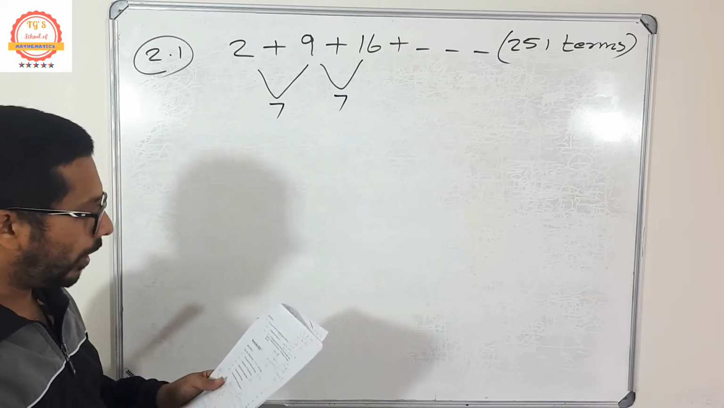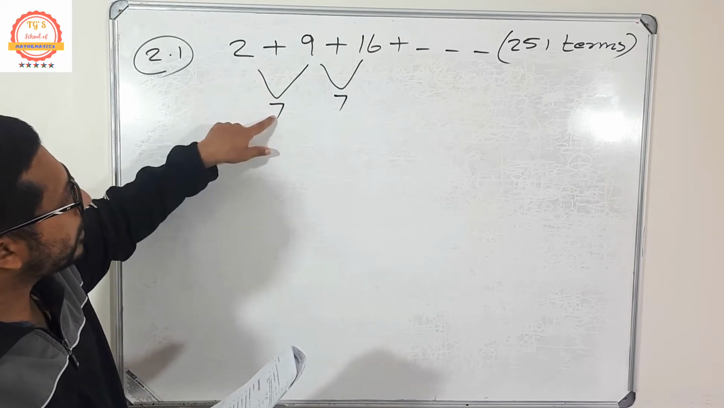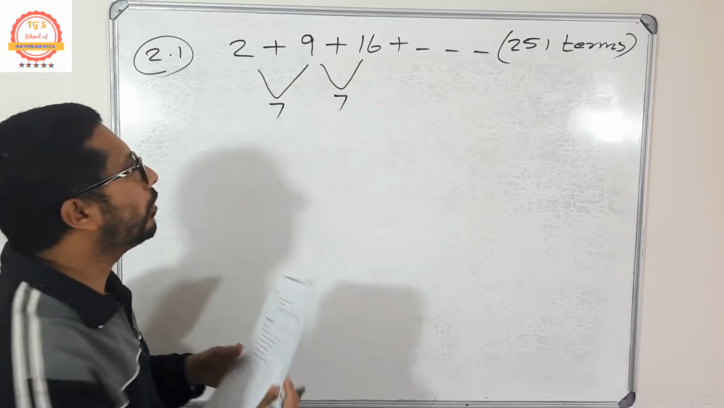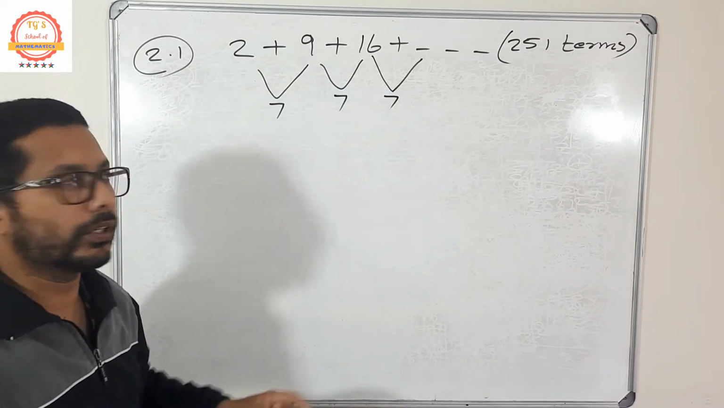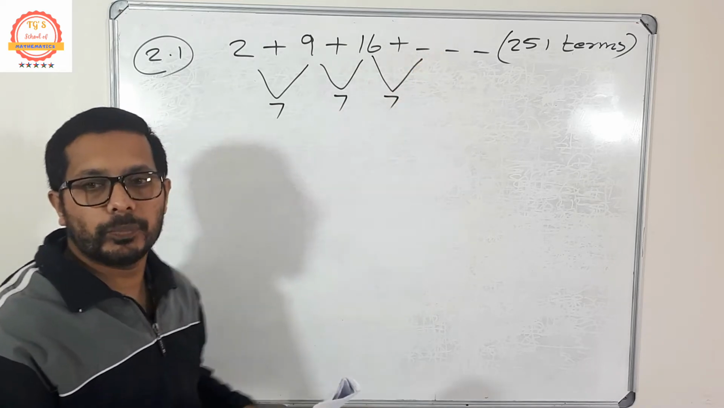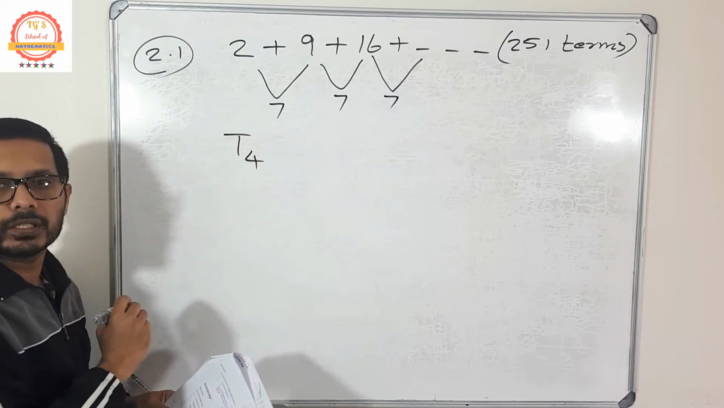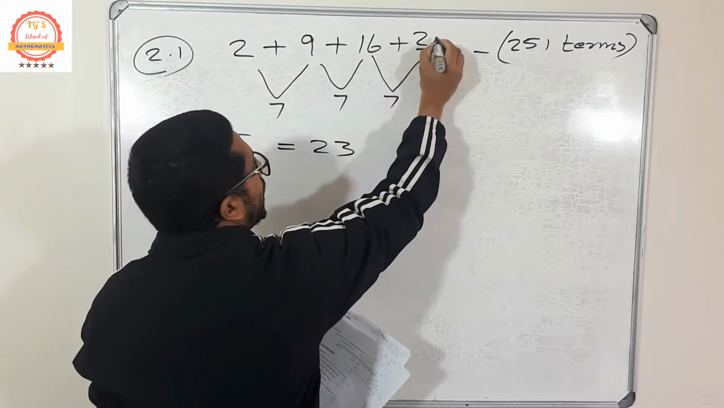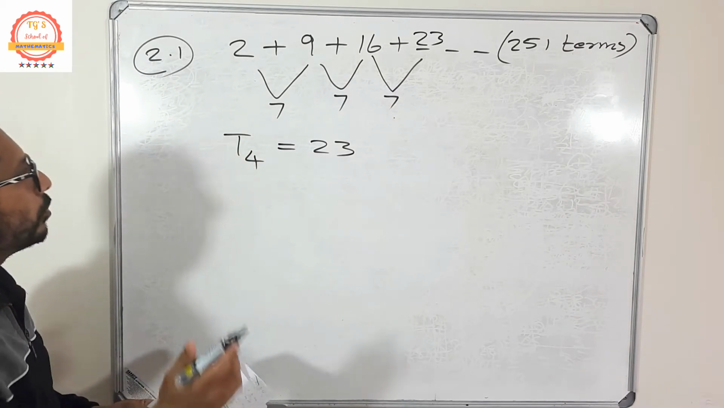So how can you find the next term, the fourth term? 2 plus 7 is 9. 9 plus 7 is 16. So the fourth term is 16 plus 7, that is 23. We can write T4, the fourth term, is equal to 23. So that is question number 2.1.